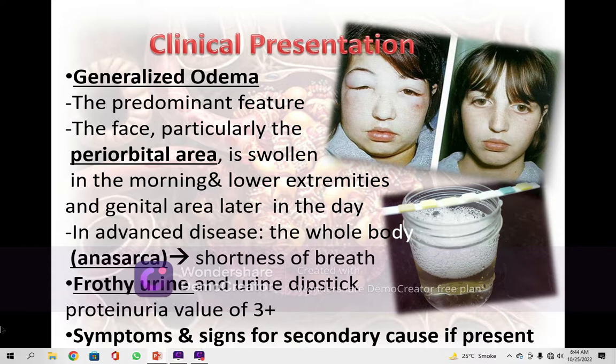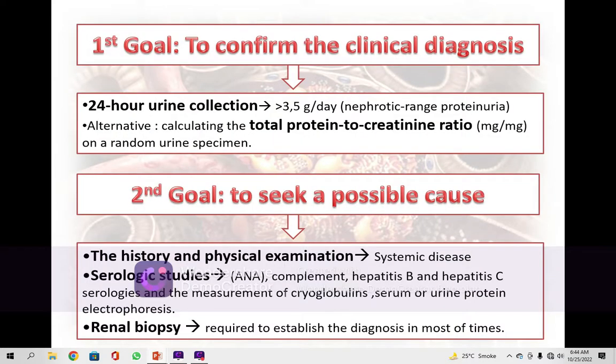This is the cause of the massive proteinuria of nephrotic level. Diagnostic workup: first, go to confirm the clinical diagnosis. You have to collect the urine for 24 hours for the protein, 3.5 grams. This is nephrotic range proteinuria. The alternative to the total protein is the protein to creatinine ratio.